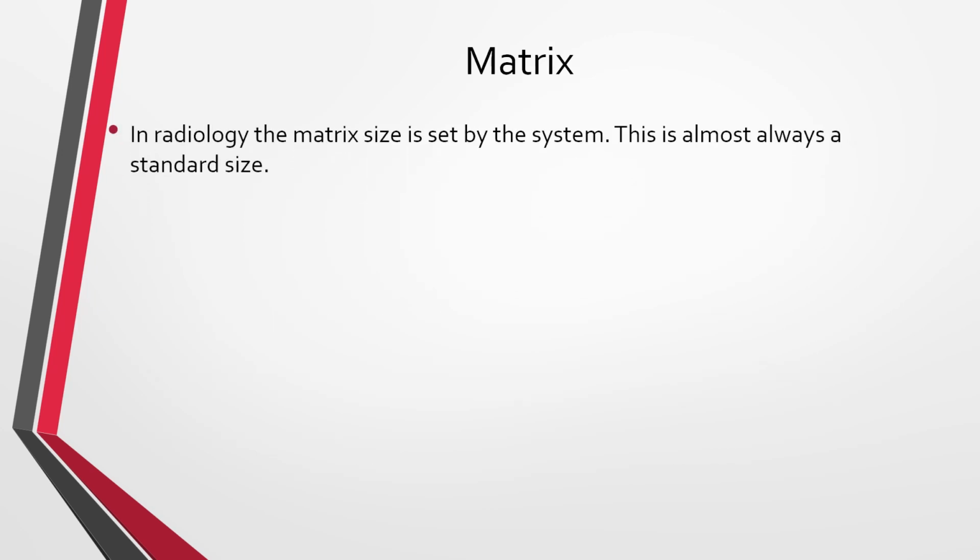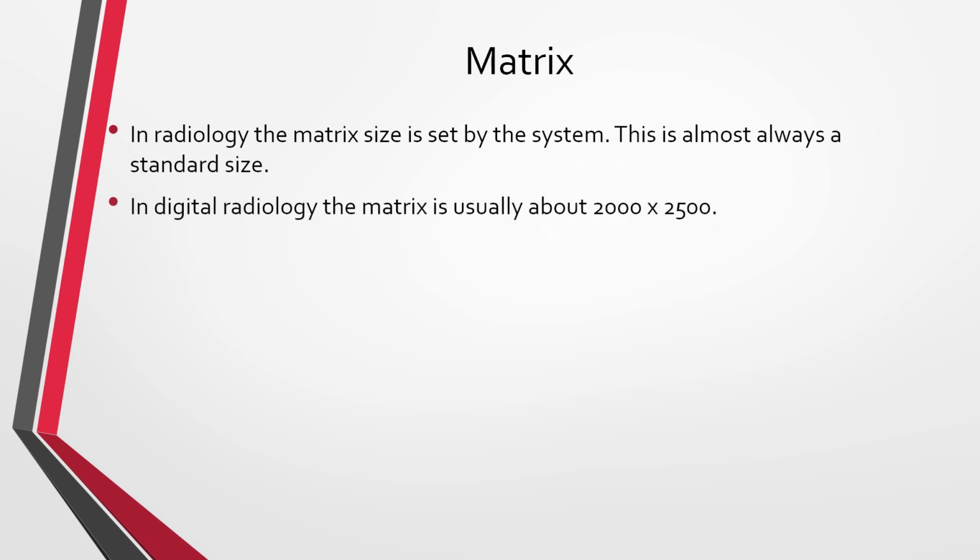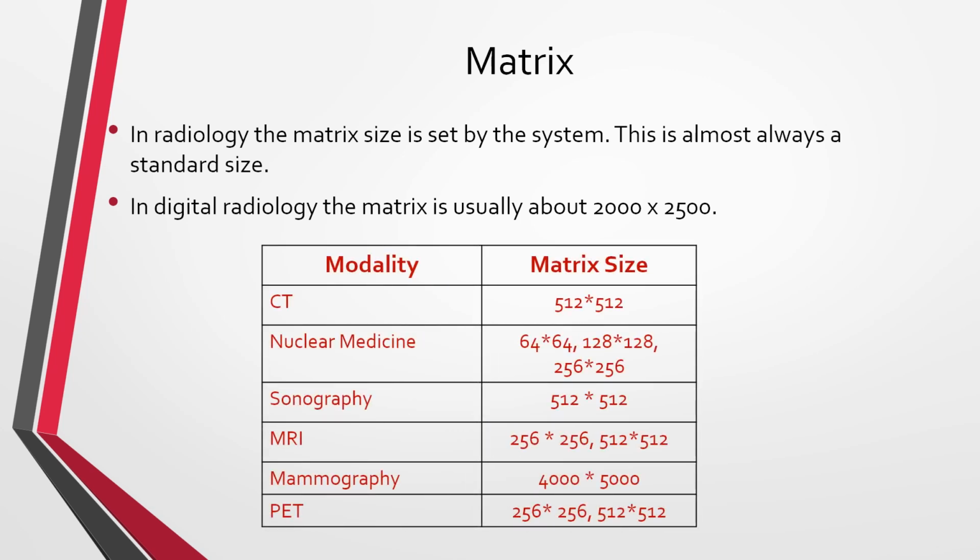In radiology, the matrix size is set by the system. This is almost always a standard size. In digital radiology, the matrix size is usually about 2,000 by 2,500 cells. Some systems may have different matrix sizes. Let's look at a table of some standard sizes in different modalities. So CT, the matrix size is 512 by 512. This is an extremely standard matrix size for CT. This is what all CTs are taken at.